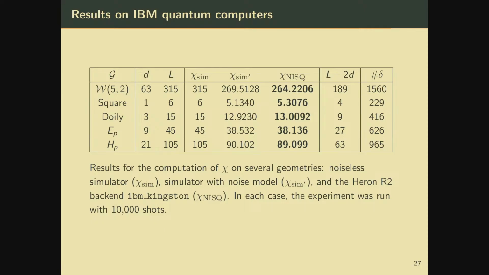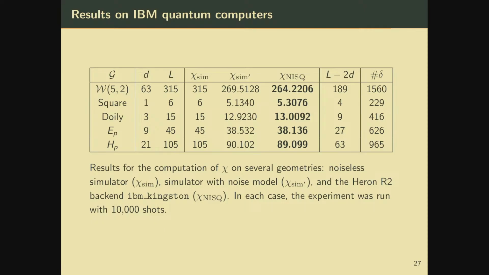On a noisy simulator, because this computer allows you to simulate noise, we got 279, but on the real quantum computer, we got 264. And the classical bound is 189, and that's the number of standard deviations by which we beat the classical limit. And we did it for the square, which has degree of contextuality 1 and 6 contexts, and here's the result.